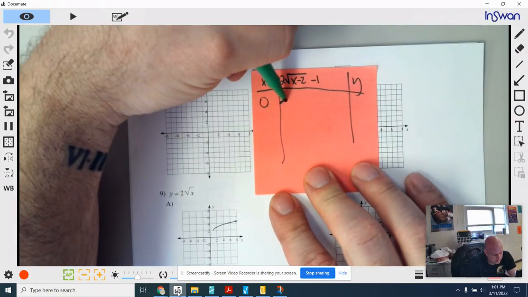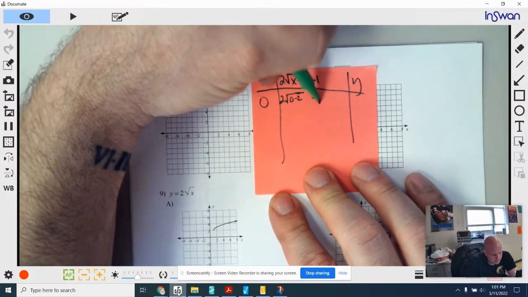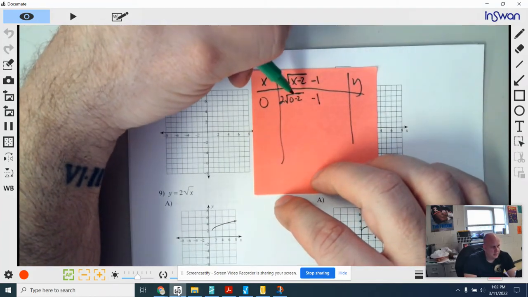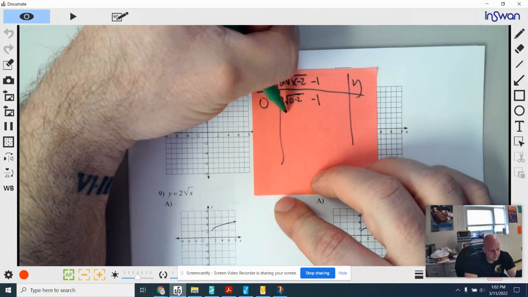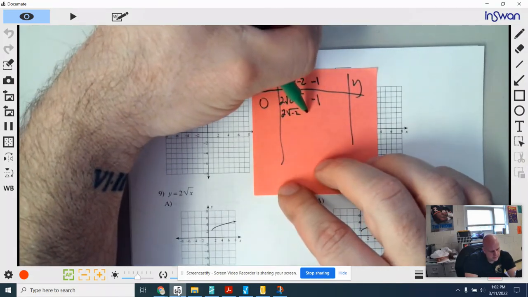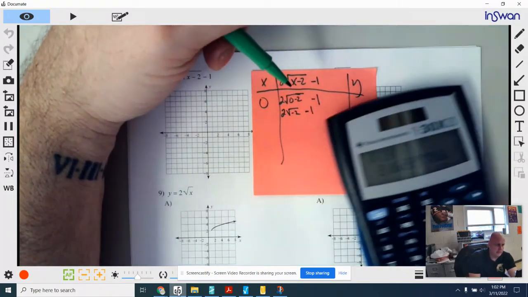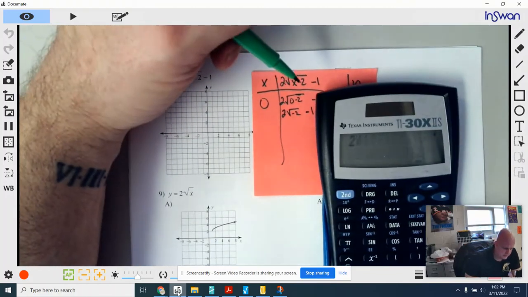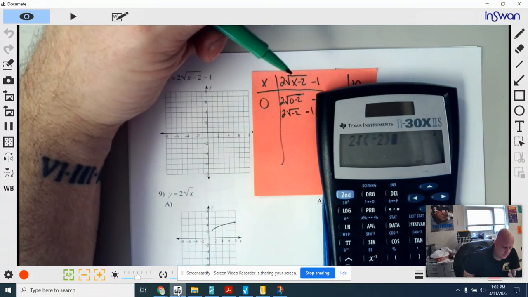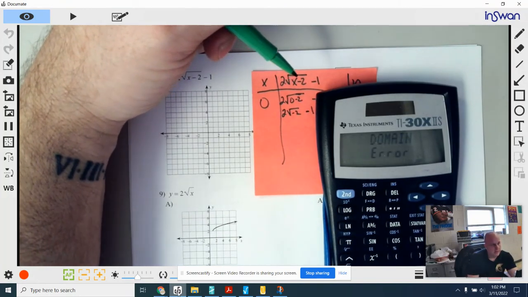So I'm going to use 0 again, 2 times the square root of 0, take away 2, and then minus 1. All right, if you plug in a 0, take away 2, so you got 2 times the square root of negative 2, and then you get negative 1. But look what happens here. You get the square root of negative 2. So even if I enter that, 2 root negative 2, closing parentheses, minus 1. Let's see what happens. And it gives you that domain error.